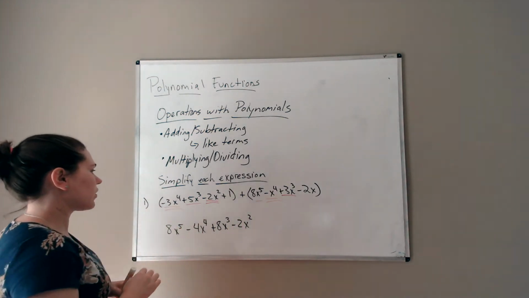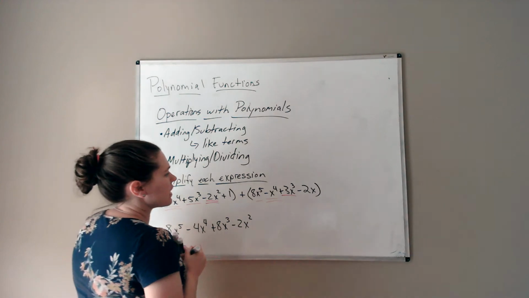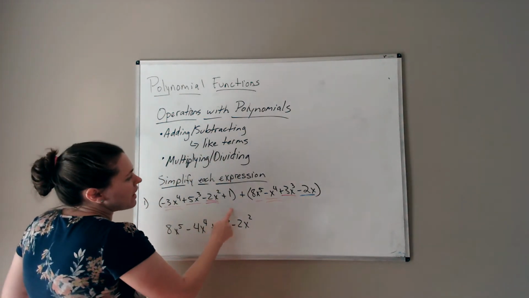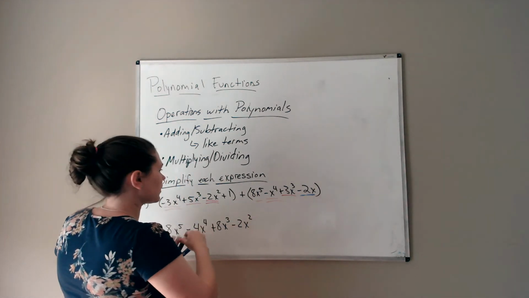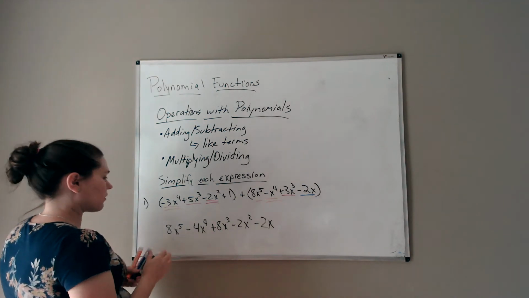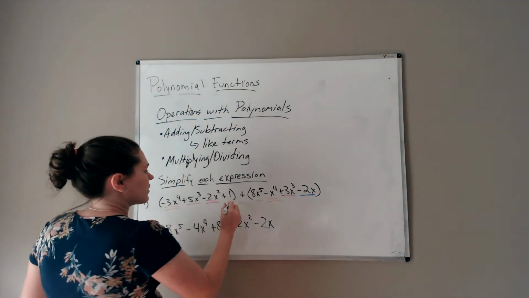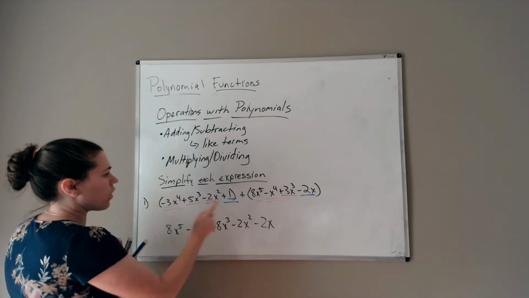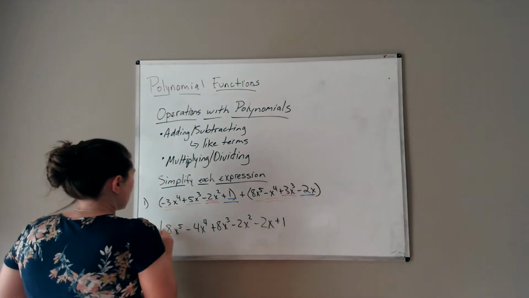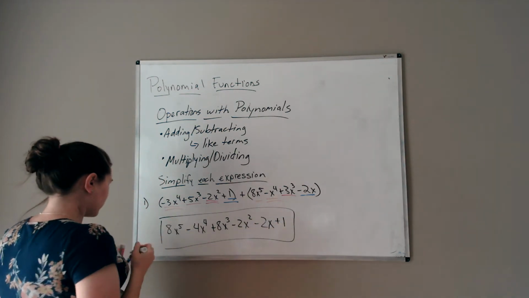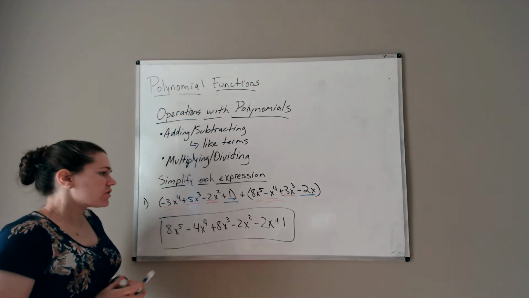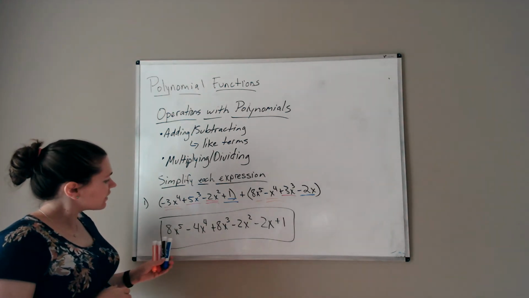And then I should look for the linear term. I have none here, but I have a negative 2x here. So it's like 0x plus negative 2x, so that's going to put me at negative 2x, and then I would look for my constant term. I only have one here, so this is 1 plus 0, so this would just be plus 1. And as long as you worked in descending order, your simplified expression is in standard form.